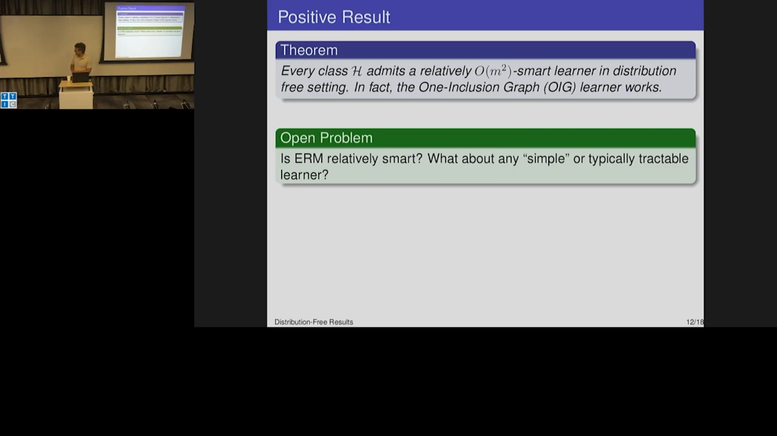We don't know how to prove it. It turns out to be pretty tricky. We tried really hard. We set Claude on it for 2 hours. We got nowhere. But nonetheless, I think the answer is no. Even there, we could ask, what about any other simple learner, maybe one that's tractable or polynomial time computable relative to an ERM oracle? That, I think, is going to be a very interesting question.